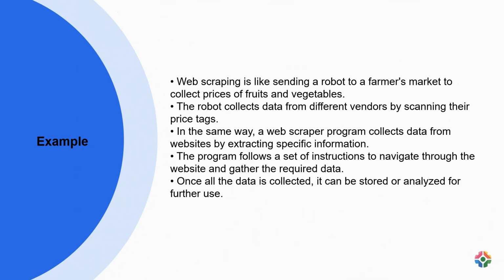Web scraping is like sending a robot to a farmer's market to collect prices of fruits and vegetables. The robot collects data from different vendors by scanning their price tags. In the same way, a web scraper program collects data from websites by extracting specific information. The program follows a set of instructions to navigate through the website and gather the required data. Once all the data is collected, it can be stored or analyzed for further use.